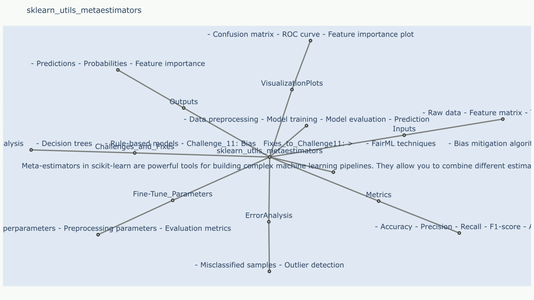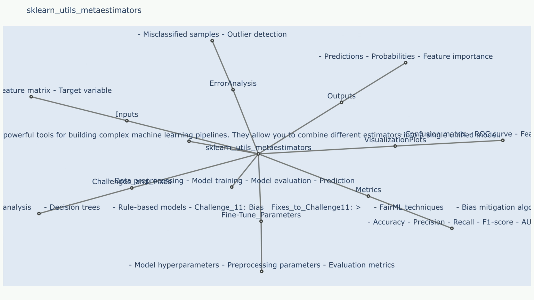Challenges and fixes. Challenge 1: overfitting. Meta-estimators can overfit if the underlying estimators are too complex, or if the hyperparameters are not carefully tuned. Sample use case that resulted in challenge 1: using a high-capacity neural network as an underlying estimator without proper regularization.